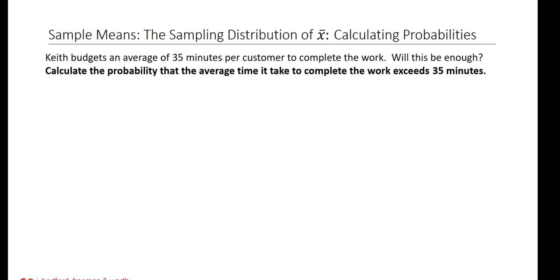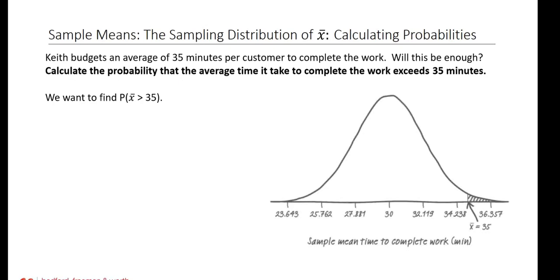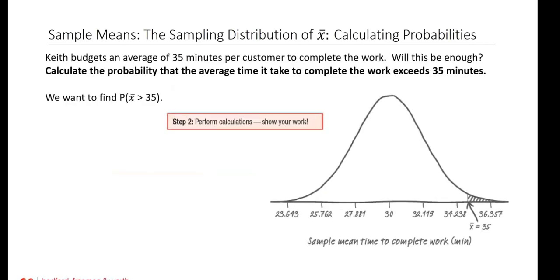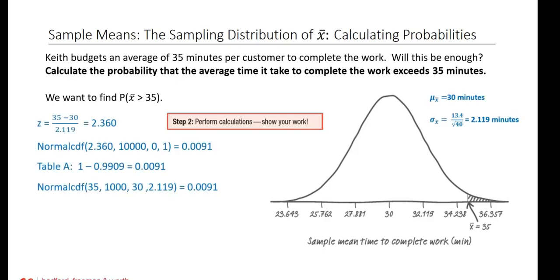So now we want to find the probability that it exceeds 35 minutes. So we're going to draw the normal curve there. 30 was the mean, the standard deviation was, I forget what it was, 2.119. So you draw it, you shade appropriately, 35 or bigger, use norm CDF. I didn't find the z-score, I did what that last step was, which is just norm CDF, lower bound 35, upper bound infinity, mean is 30, and standard deviation is 2.119.